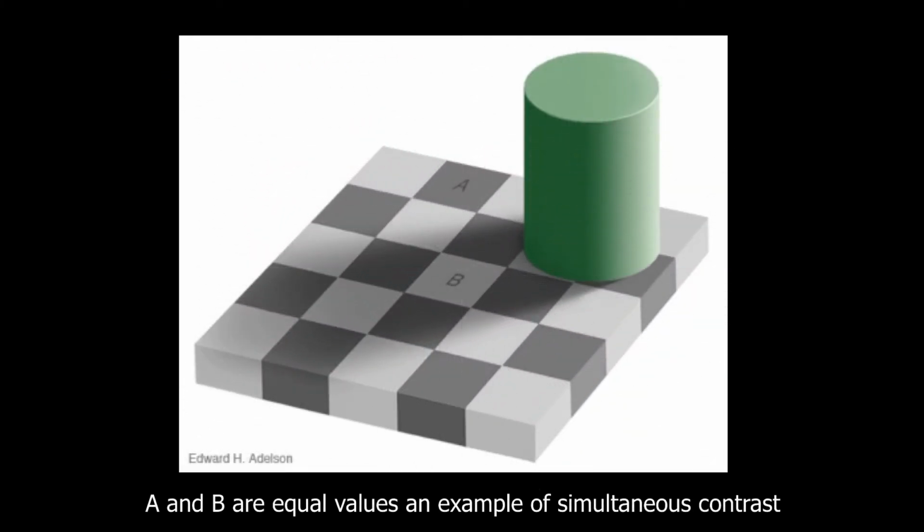So if we look at this diagram and we look at block A and block B, they are in fact exactly the same value. But what's happening is that the proximity to the values next to each other increases their difference. So if we look at A, it's surrounded by large areas of the light gray, which makes that A look darker. But if we look at B, it's surrounded by large areas of the dark gray, and it makes the B look lighter. So therefore, the difference between them is intensified.